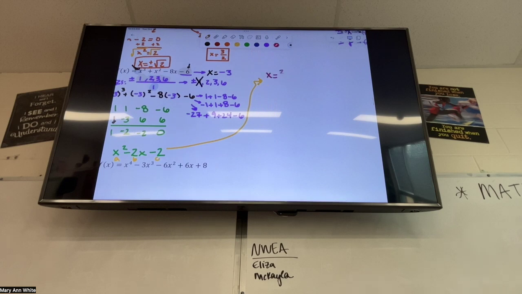X equals +2 plus or minus square root of -2 squared minus 4 times 1 times -2, over 2 times 1. Just keep working through a little quieter.